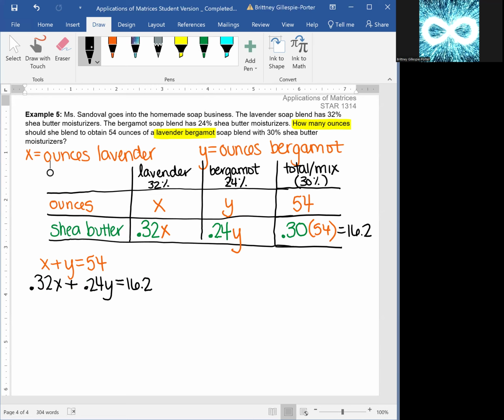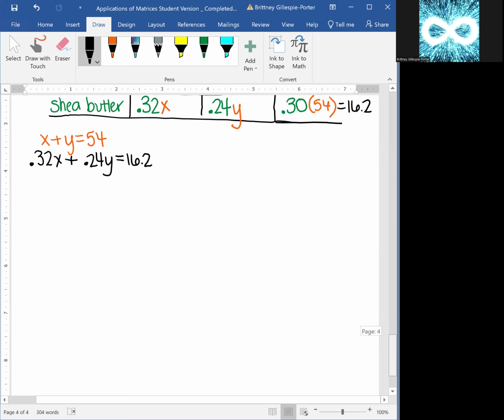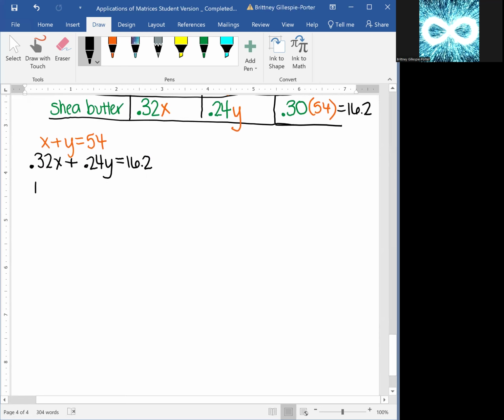And since we're using matrices to solve this, we are going to write the equation in AX equal to B form. So let's go ahead and do that. Remember, A is our coefficient matrix. Starting with my top equation, that'll become my top row. So I'm going to have 1, 1. And the bottom row is going to come from my second equation, 0.32 and 0.24.